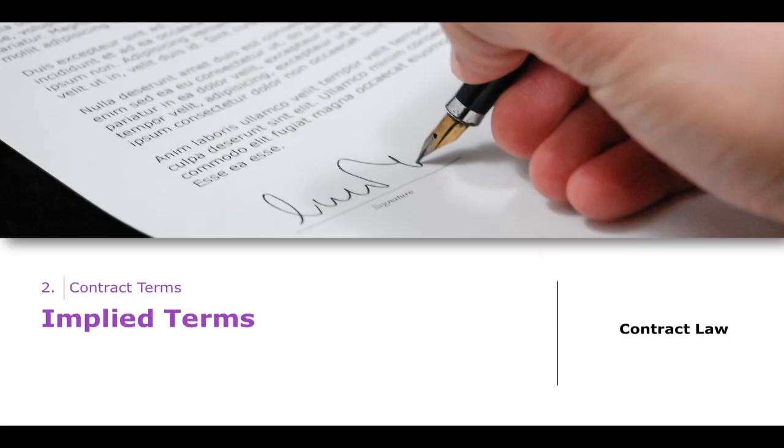In this lesson, we are continuing talking about the terms of a contract, moving away from the terms which are expressly stated in the contract, i.e., conditions, warranties, and innominate terms, and moving on to examining the circumstances in which we might find a contract having terms which are implied into it, implied terms.